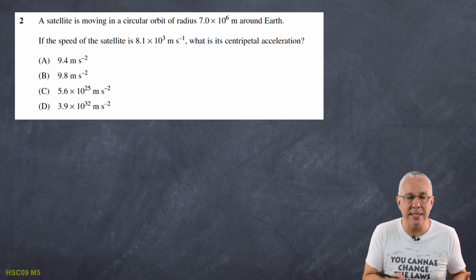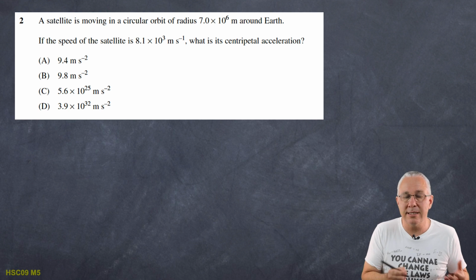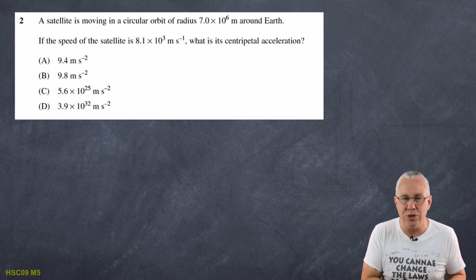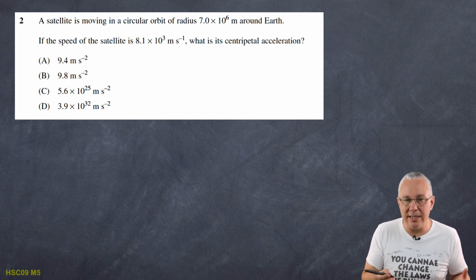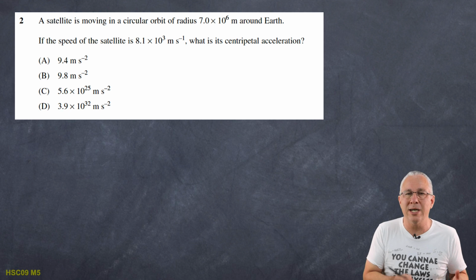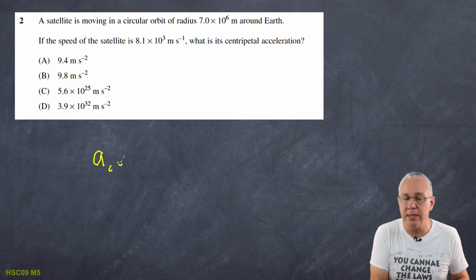Our next question has a satellite moving in a circular orbit at a radius of around 7 million meters. I say around because it's rounded to 2 significant digits. If the speed of the satellite is 8.1 by 10 to the power of 3 meters per second, what is its centripetal acceleration? Well, of course, the centripetal acceleration is simply determined by v squared over r.